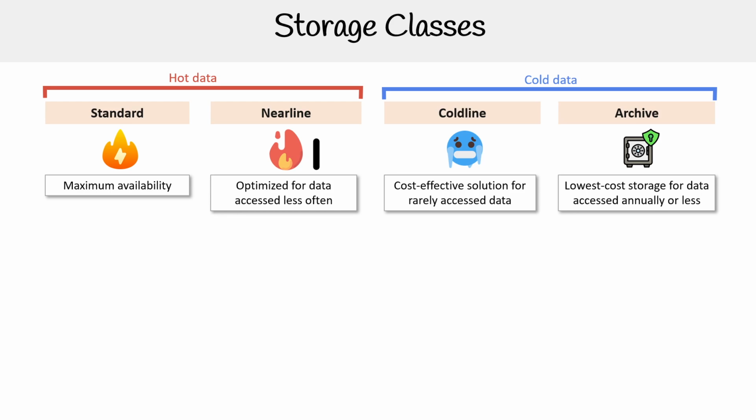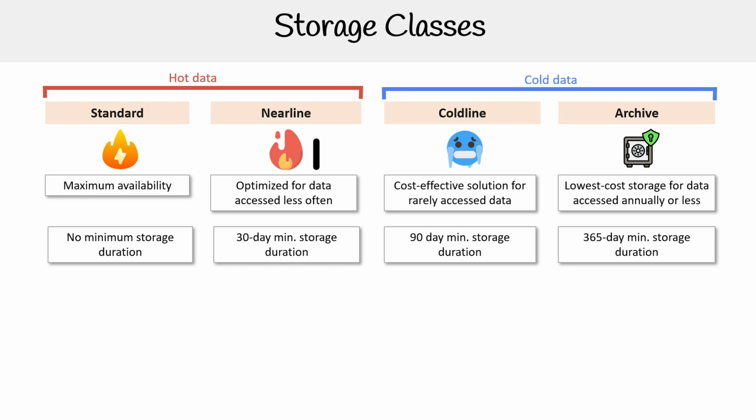Nearline is optimized for data accessed less often. Coldline is a cost-effective solution for rarely accessed data. Archive is the lowest cost storage for data accessed annually or less. For the most part, I'm always working with standard, but for different use cases, for larger companies, you might be utilizing this stuff with a lot of data.